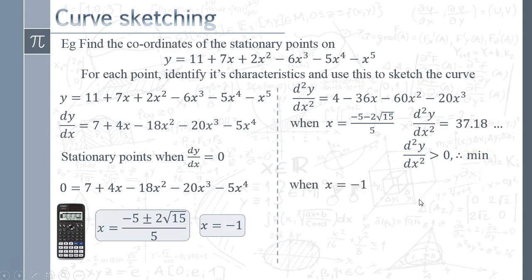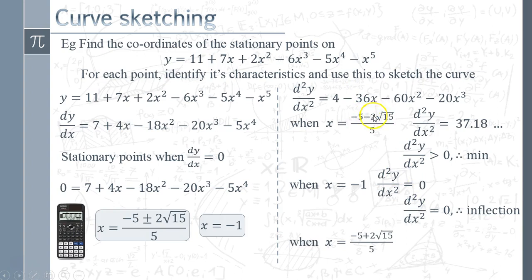So that's that one. When we put in x equals -1, which is a slightly easier one to put in, we end up with a value for d²y/dx² that equals 0. If you remember from the last video, what that tells us is that if it equals 0, we may have a point of inflection. For the final one, it's the same as the first, except instead of the minus, you can now see we've got a plus. Again, use your ANS key, plug it in, and you end up with -37.18 in this case. The fact that it's the same value, just the negative version, doesn't really matter a whole lot.